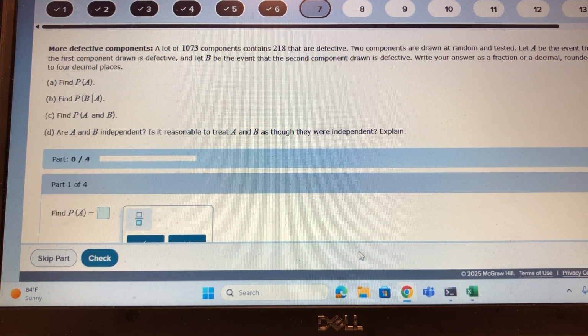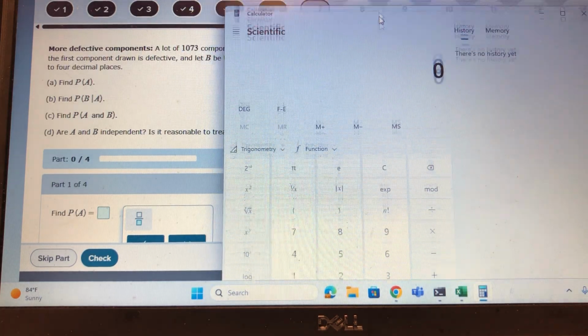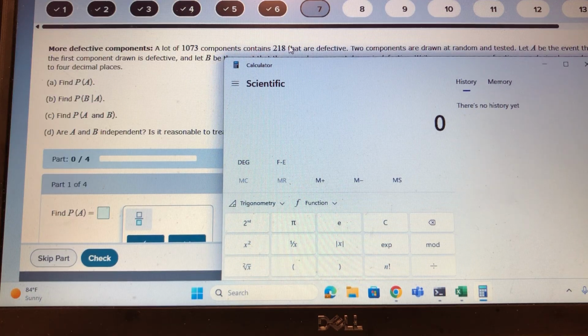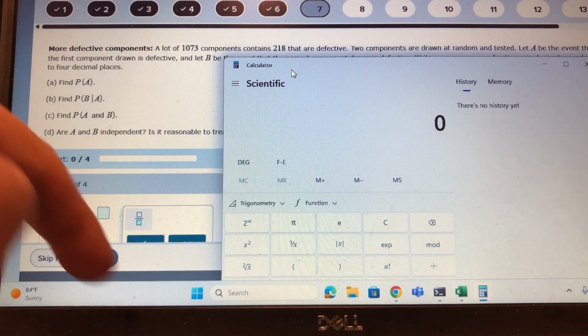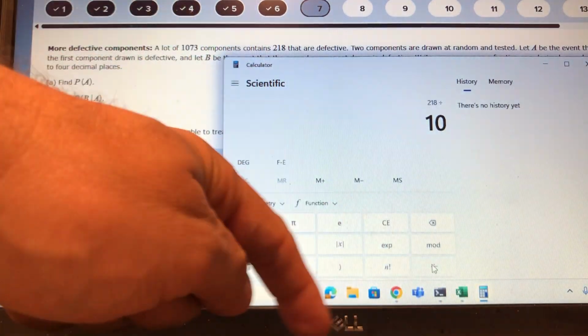So the first time, where's my simple calculator here? The first time you draw, there's 218, whatever this is about. Normally, defective things are not good, but good over total doesn't mean morally good or good for you, but just whatever you're interested in. So there's 218 good cases, if you want to call it that, divided by 1073 total.